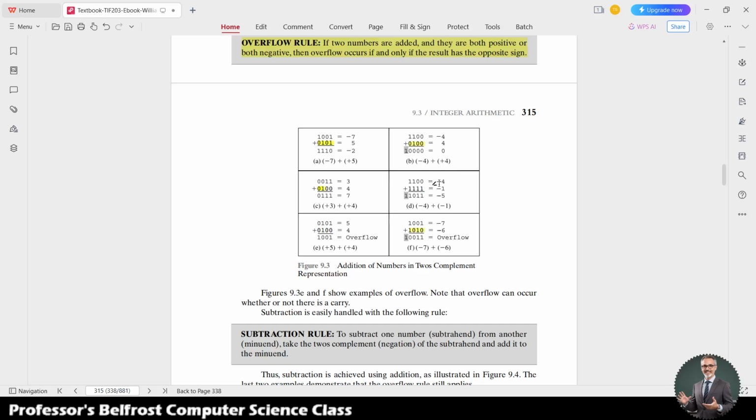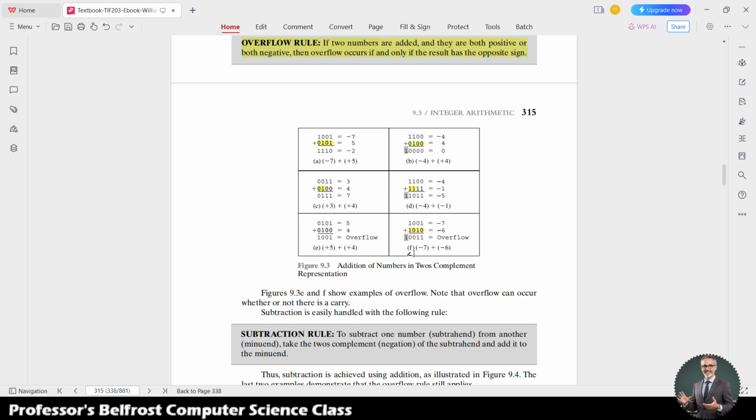How about this one, minus 1 and minus 1? It starts with 1, 1, and the result is also 1. So it's okay, there's no problem with it. But for this one, you see, 0 and 0, but the result is 1. So there must be an overflow. How about this? 1, 1, and the result is 0.